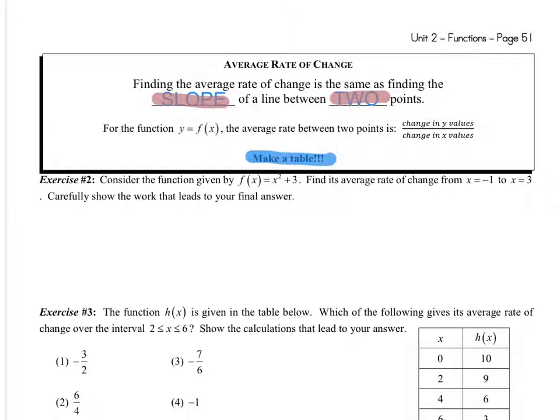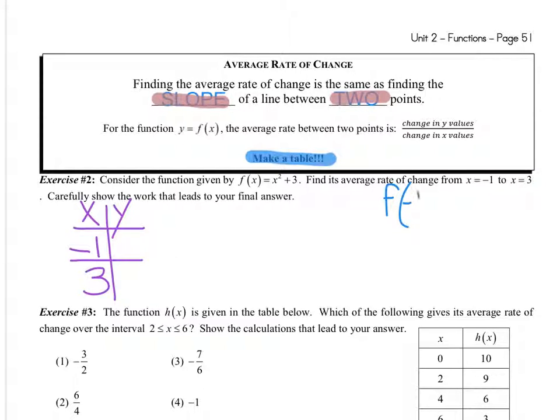Exercise 2 says consider the function given by f of x is equal to x squared plus 3. Find its average rate of change from x equals -1 to x equals 3. Well, right away, I can see I'm given 2 x values, which is great news for me, which means I'm going to immediately put -1 and 3 in my table. Well, the problem here is I don't have my y values for those x values, but that's not a problem. I'm going to go ahead and find them.